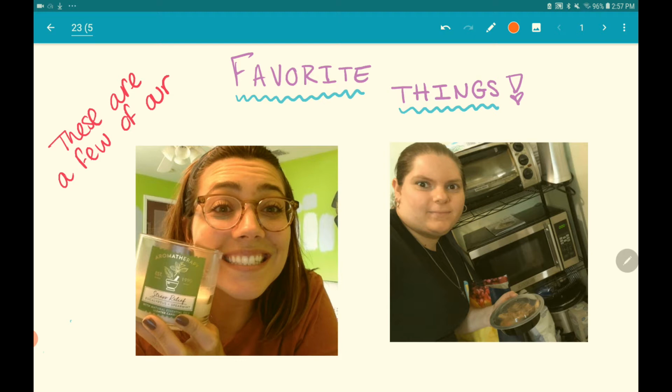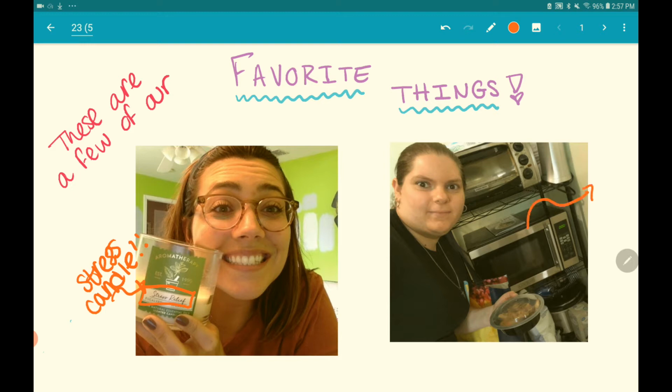All right, so what did Miss Mish pick? Miss Mish picked her stress relief candle. If you need to de-stress, this is my favorite candle out there. The scent of it relaxes me instantly.